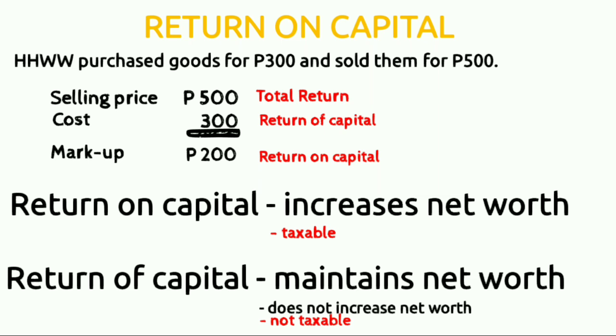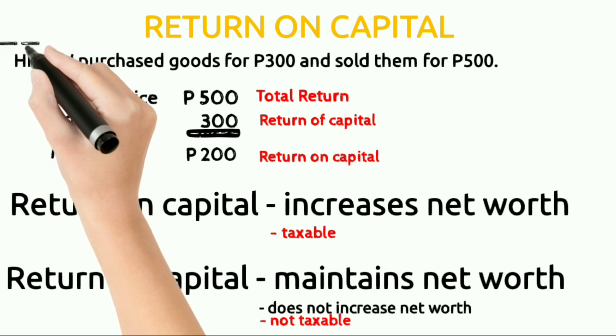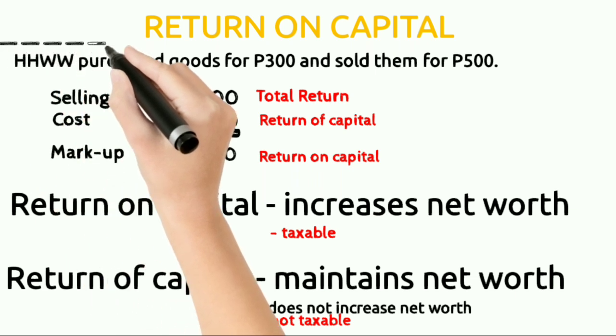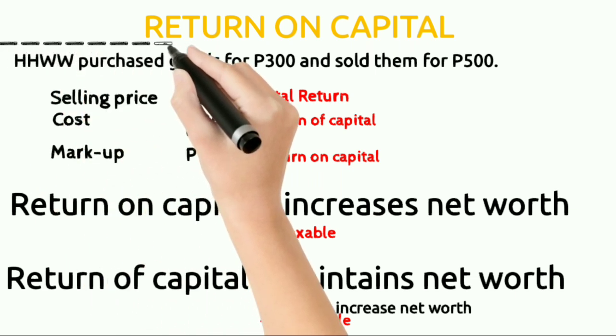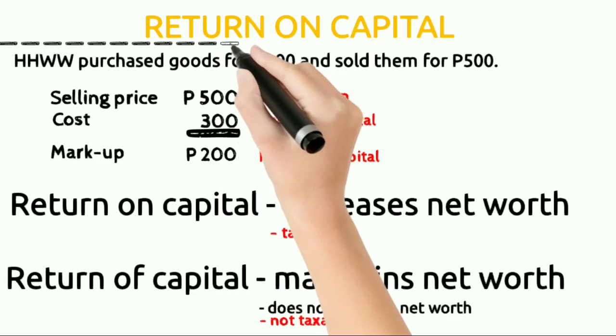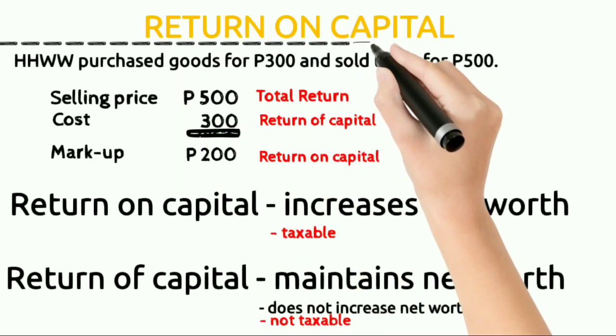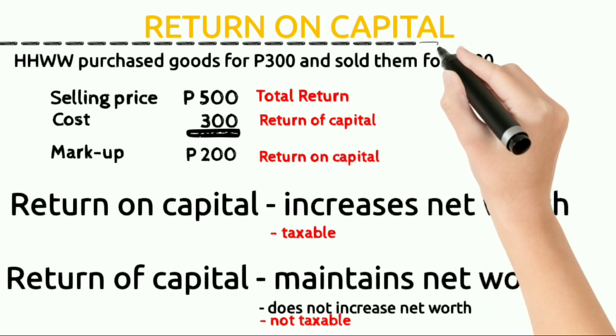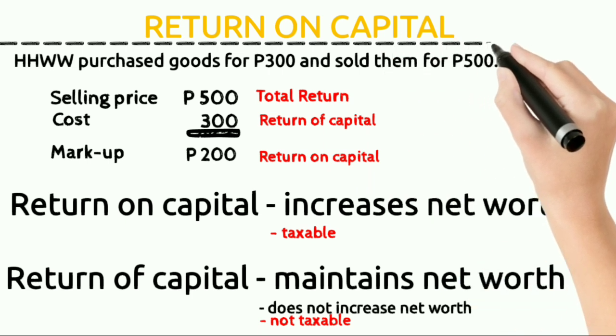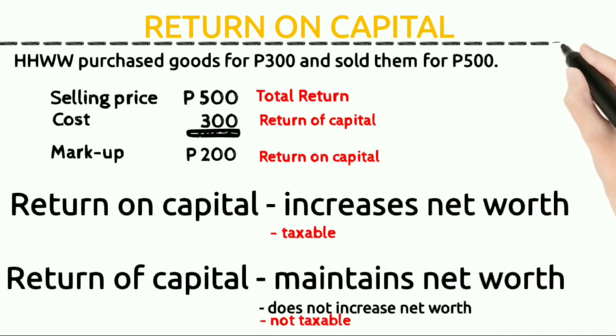So yung 300 na cost ni HHWW, yung nagastos niya for purchasing those goods, ay hindi taxable. Exempt yung 300 pesos. So ang papatawan lang talaga dyan is yung tubo, which is 200, and the 200 pesos is a return on capital, which is subject to income tax.